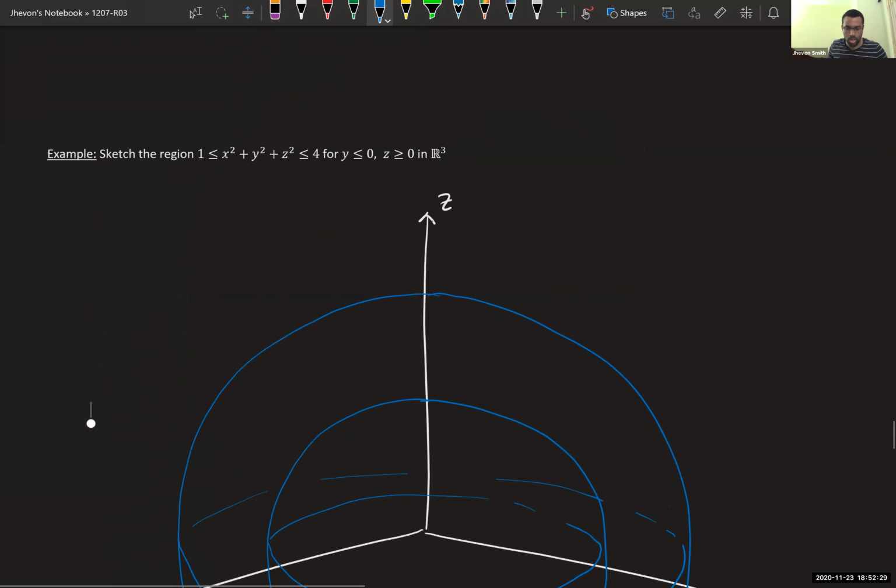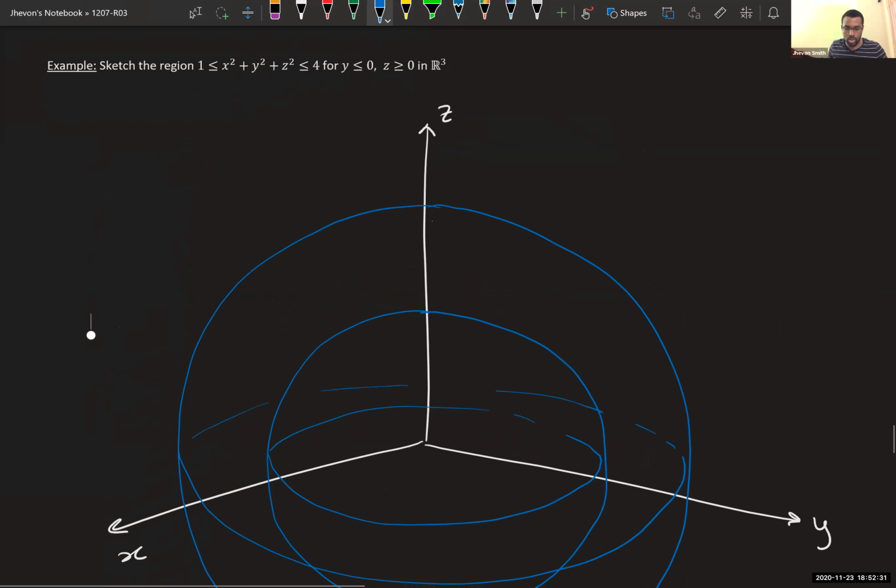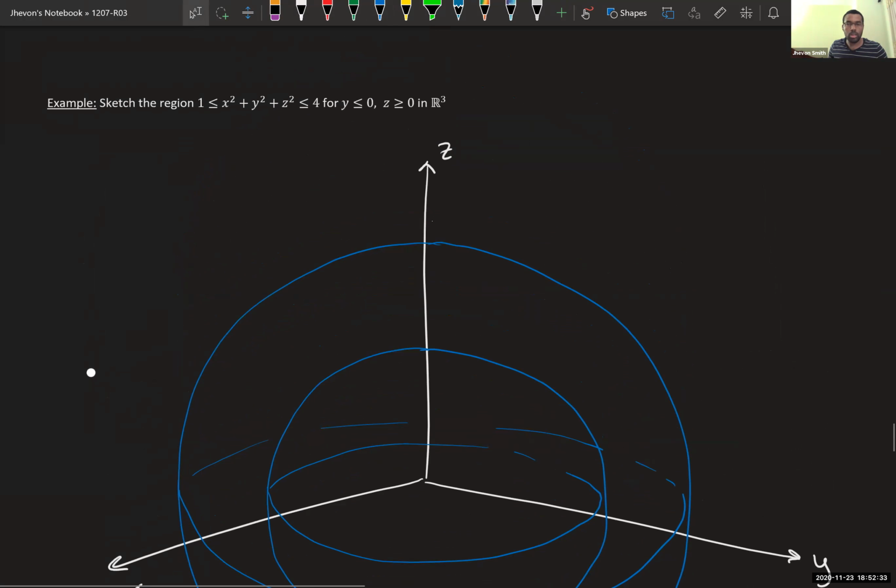Okay, now, do we want the whole sphere? What part of the sphere do we want? Okay, try to use the language that we've spoken about. So it's this guy, which, yes, that's a sphere inside of another sphere. But then it says for y less than or equal to 0 and for z greater than or equal to 0.